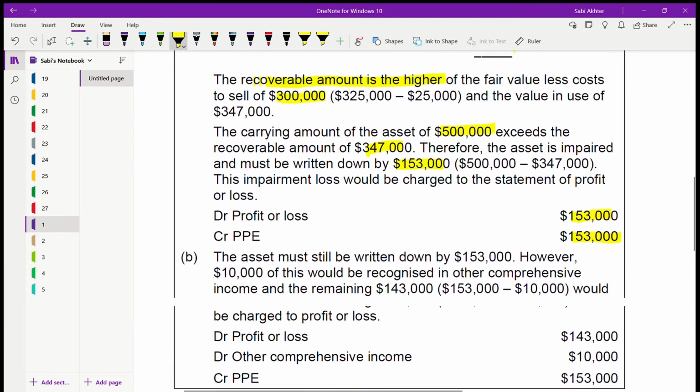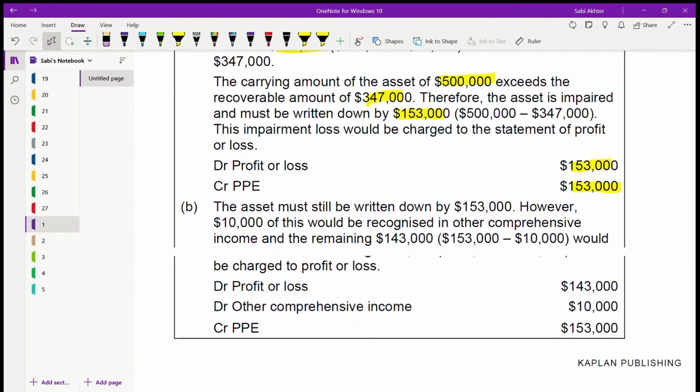Now coming to part B, imagine it was revalued. So this 143,000 you cannot entirely write in the profit and loss account. Some will go to other comprehensive income. 10,000 was in the other comprehensive income, so 10,000 will be in OCI. The remaining 143 will go to profit and loss. So you debit profit and loss 143, and you debit other comprehensive income 10,000. That means there will be nothing left in other comprehensive income, it will be nil, and credit 153 from property, plant and equipment, the whole amount of impairment you need to deduct.